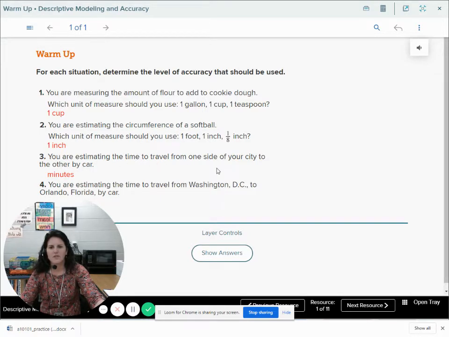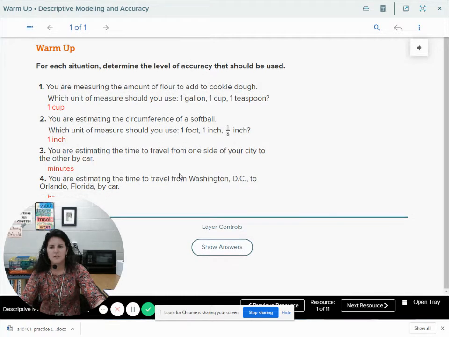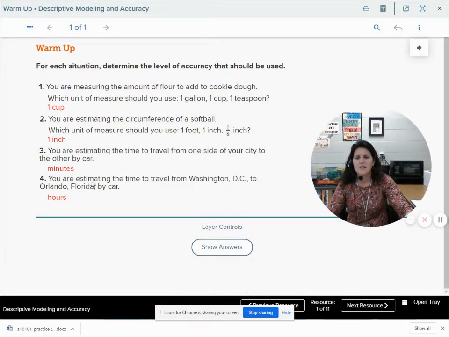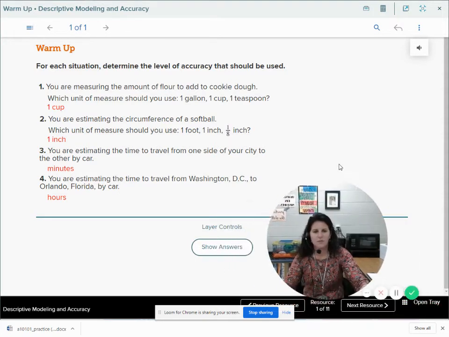Travel time from one side of your city to the other by car, we're going to use minutes, especially if you're talking about Portsmouth. If you're talking about a huge city like New York City, you might maybe want to use hours, but for Portsmouth, you would want to use minutes. And you're estimating the time to travel from Washington, D.C. to Orlando, Florida by car, and that's going to take hours.